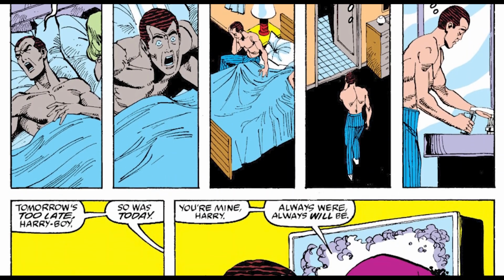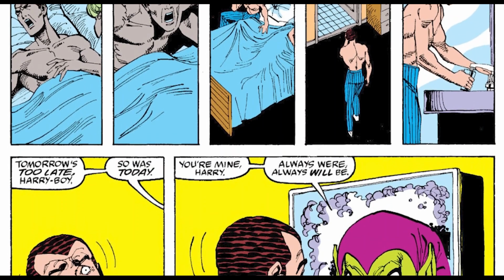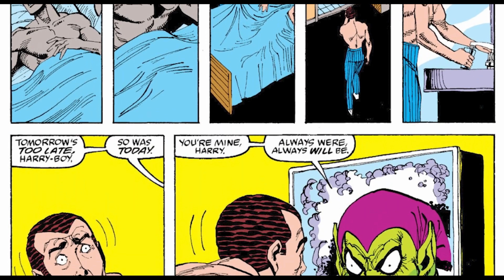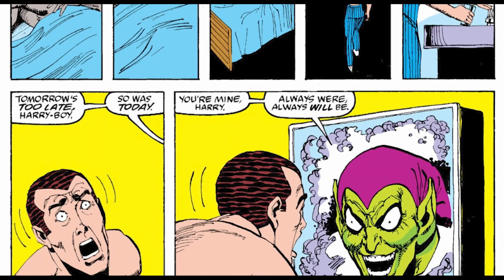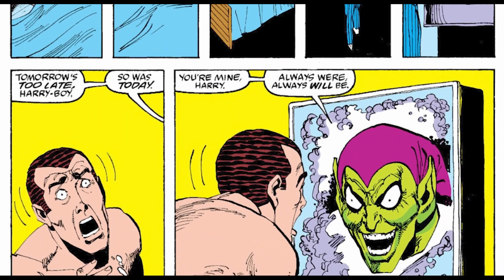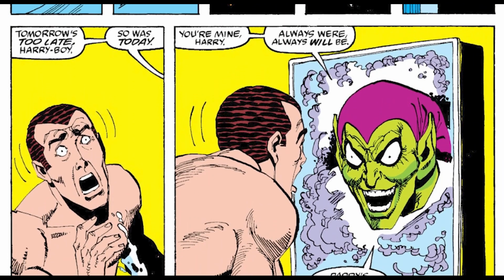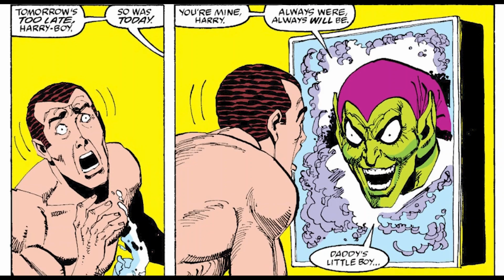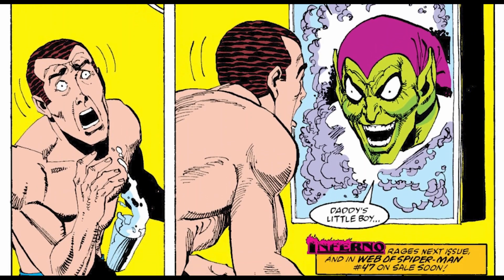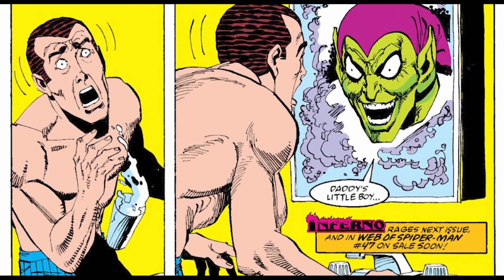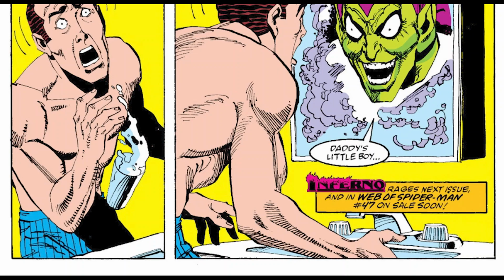Except this time, when Harry Osborn wakes up, he walks into the bathroom to get a glass of water. That is when he looks in the mirror, and of course, what he sees is the Green Goblin. This is the moment right here where Harry Osborn remembers that he was the second Green Goblin. But this is just the beginning of this amazing story I really actually like.